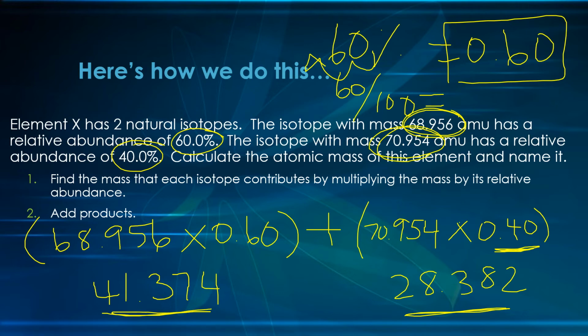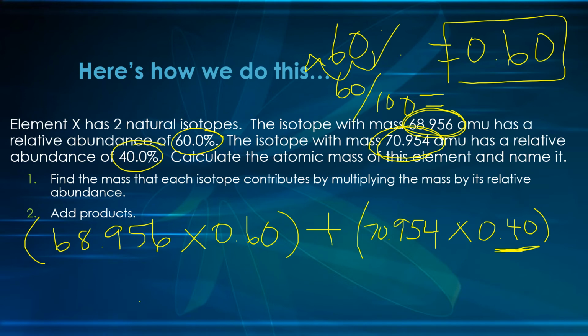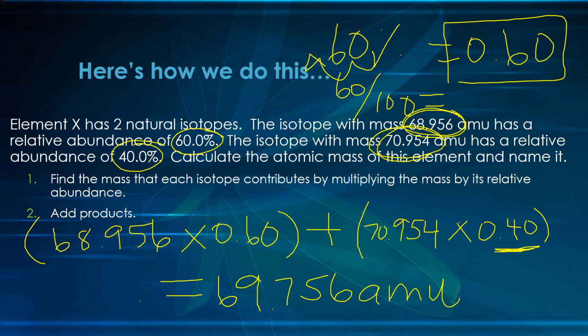Now ultimately what I'm going to do with these two numbers is add them together. You can do them separately or you can do it together in the calculator. In fact, I recommend that you just put it in your calculator all together. But when you add 41.374 to that number, your average mass is, I'm out of space here, so I'm going to get rid of this for now. My average mass is 69.756 atomic mass units.